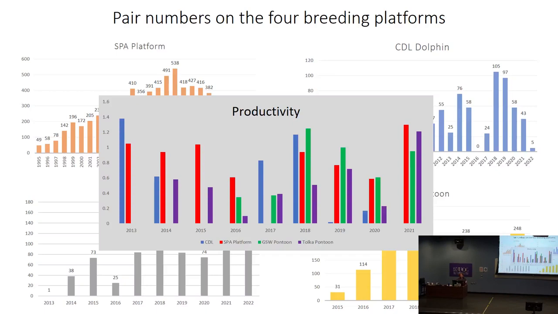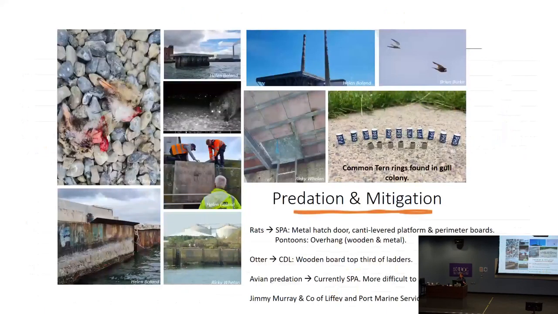So moving quickly to productivity, it's a bit of a mixed bag across the different platforms. Low productivity in some years and across some platforms is usually driven by predation. So if you see the purple bar just there, that's the Talca pontoon. It's the one that kept getting hit with rat predation. You can see it's quite low in many years. And in 2021, after those modifications were made, we are seeing a bump in productivity. It could just be a correlation, but hopefully those modifications have made a difference, and we'll see higher levels of productivity as we go along on that pontoon.